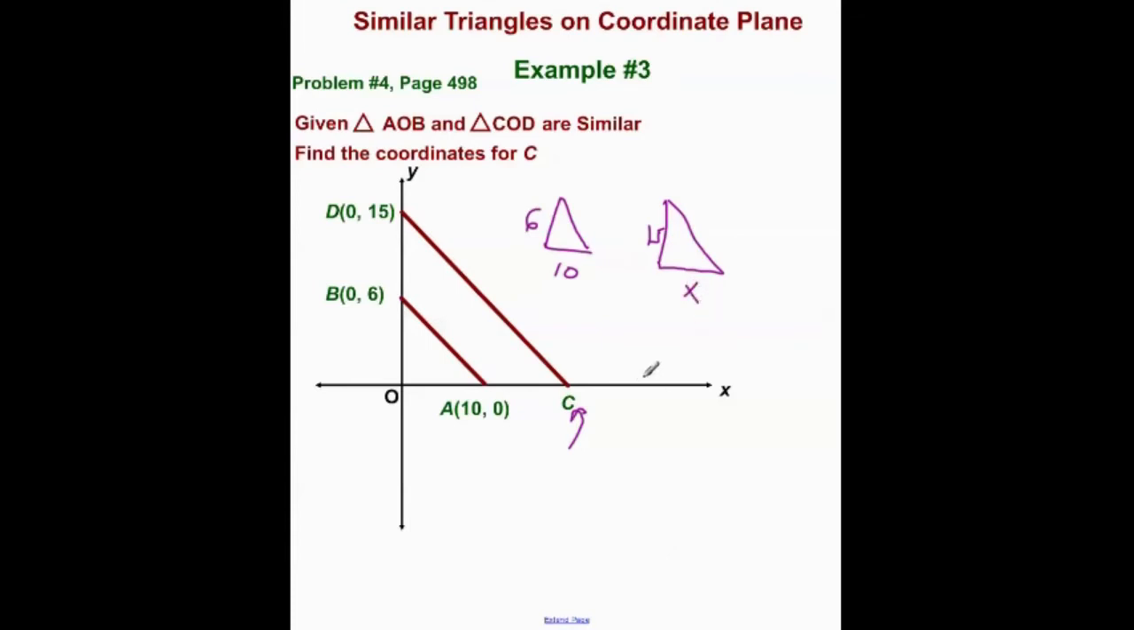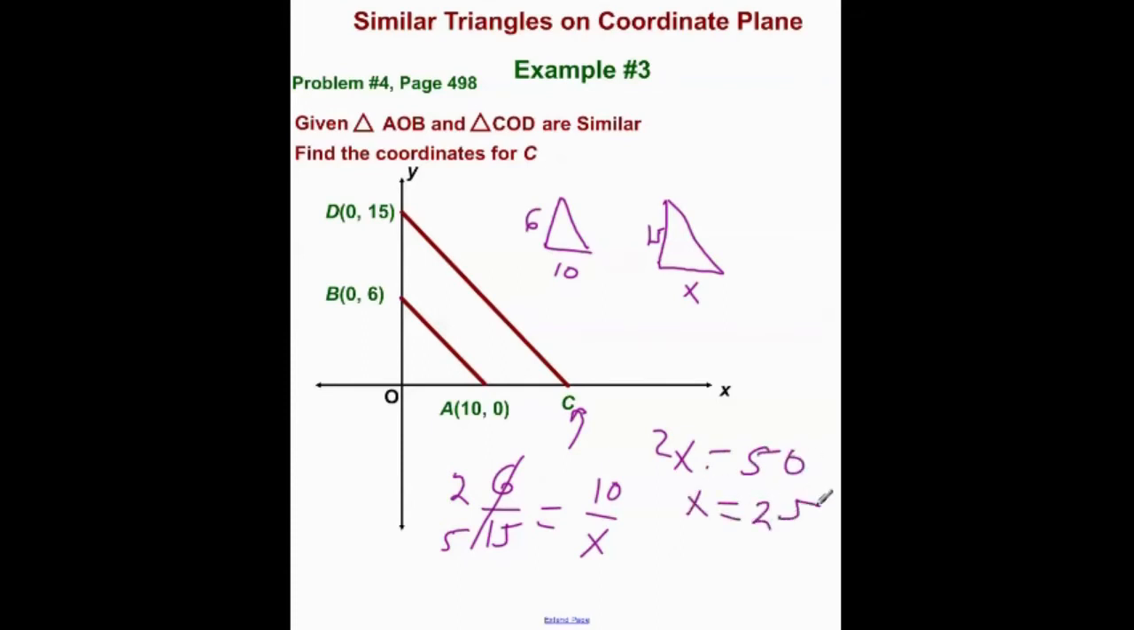Apples to apples, oranges to oranges. There's more than one way to do this. I tend to just do the same thing over and over again. 6 over 15 is equal to 10 over x. I'm going to simplify. I don't like working with big numbers. 3 goes into that 2 times, and 3 goes into that 5 times. Cross multiply, I get 2x is equal to 50. X is equal to 25.